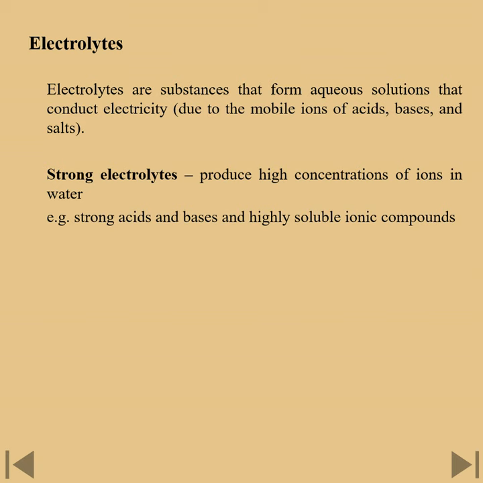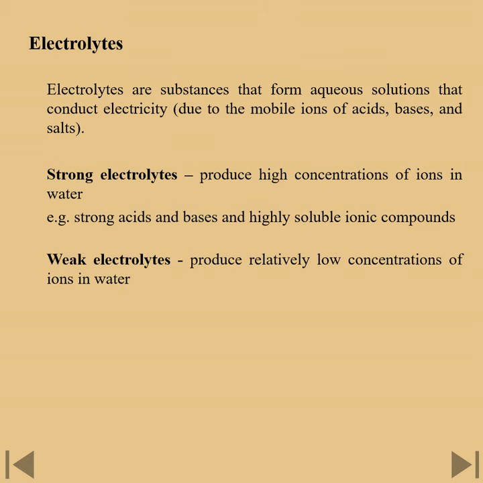Let me get to that in a second. Strong electrolytes would include strong acids and strong bases and highly soluble ionic compounds like table salt. And we'll talk about strong electrolytes when we talk about strong acids and bases in a future chapter. But all these form high concentrations of ions.